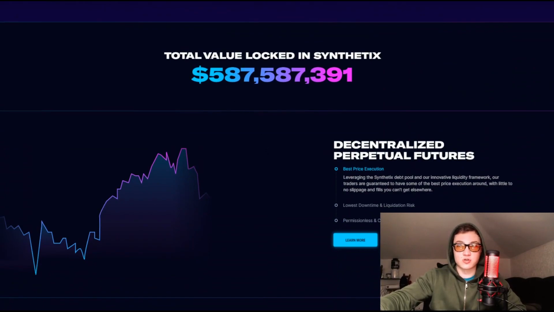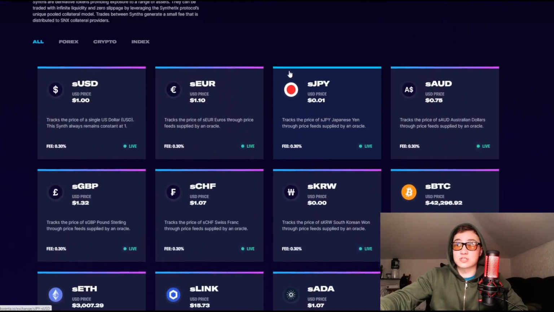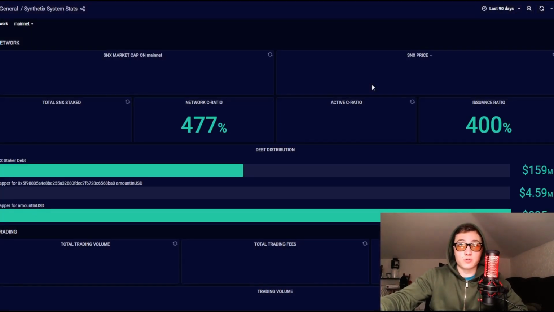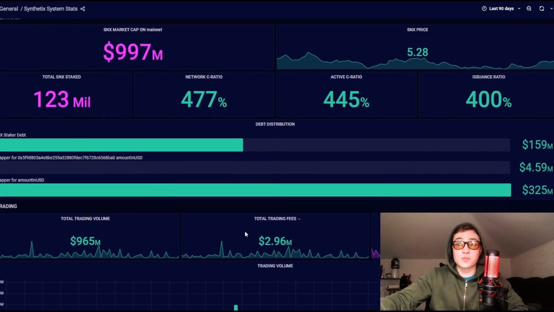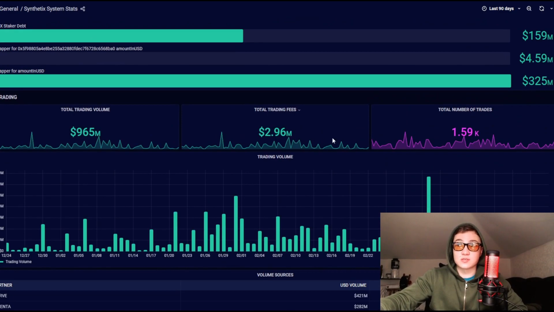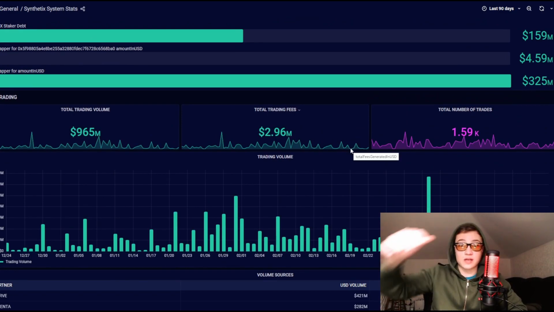So you can see that there's a total value locked of $500 million in Synthetix right now. And you can see some of the actual stats if you head on over into the stats section. Now, this is a pretty cool part of the website where you can see some ratios, network C ratio, active C ratio. To be completely honest, I have no idea what these things mean, but the market cap on the mainnet is almost $1 billion. So as we're nearing that number, the chart seems to be going upwards. Volume seems to be spiking, and these trading fees are seeming to hold their ground to be as low as possible, right?